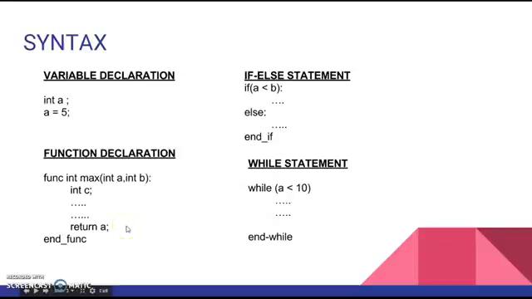This is our syntax. For variable declaration, we have type specifier and identifier. For function, we use func keyword. We don't use curly braces for blocks and instead use end func keyword. Similarly, in if-else and while statements, we are using end while and end if statements to define the blocks.